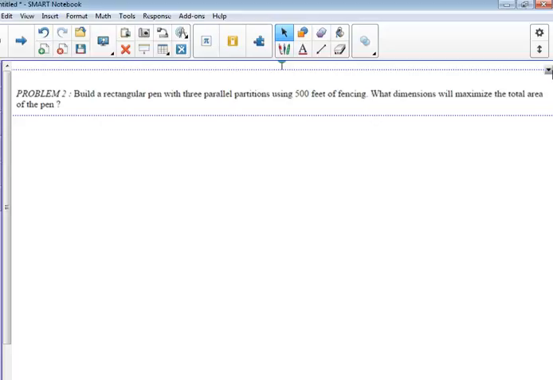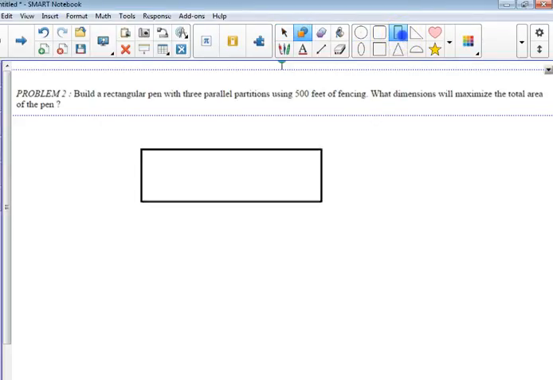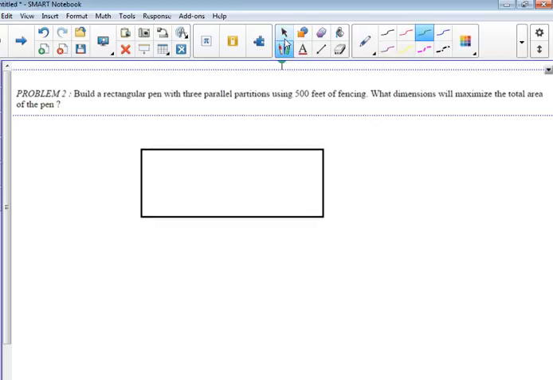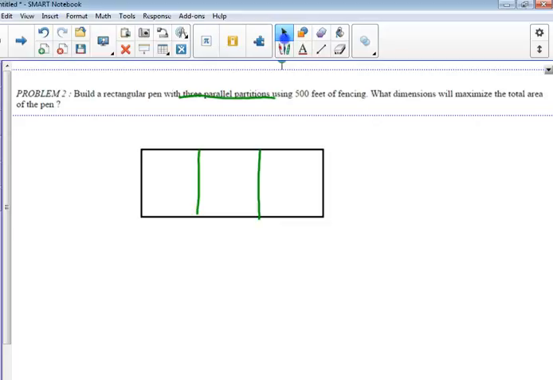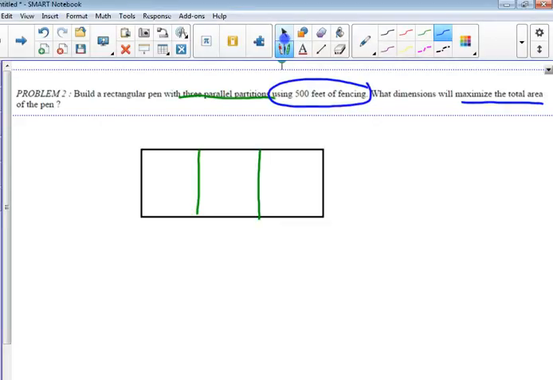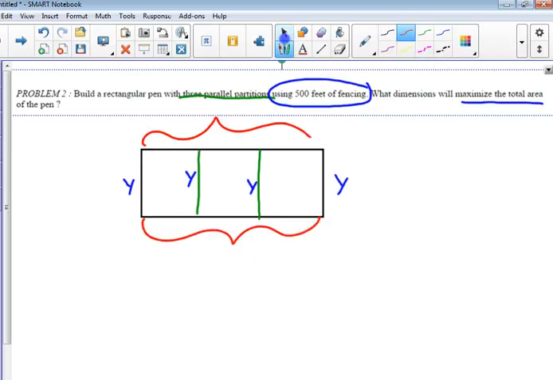Right, 3 sections. So the first thing you want to do here is get yourself a rectangle. 3 parallel partitions means it's going to be split into 3 sections. If you're talking about maximizing the area and doing something with this 500 feet of fencing, think about it mathematically: vertical things are like the Y, like the Y axis, it goes up and down. So I would make these all Y. And then what could you make this? X. Great.